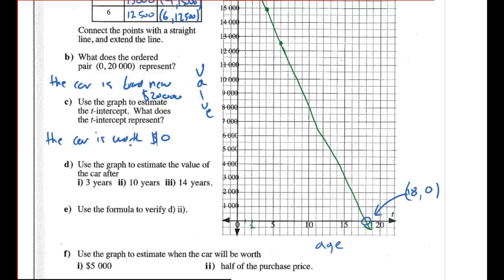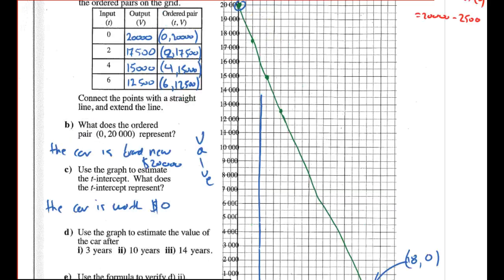It says, use the graph to estimate the value of the car after 3 years. After 3 years, the car, well, that would be here. Let me see if I can do my best estimate. I'm going to go all the way up until I hit the graph. Right about there. The car is $16,000. How do I read that? I go across and read the $16,000.